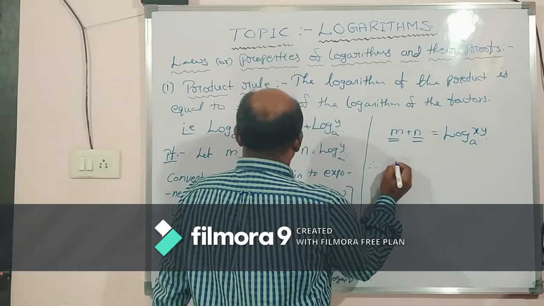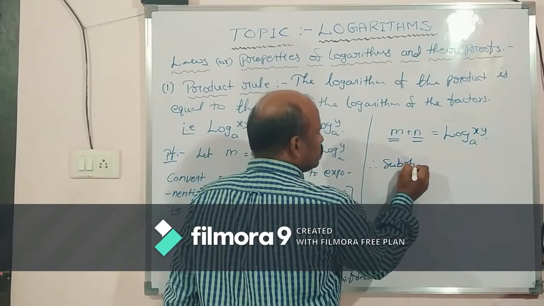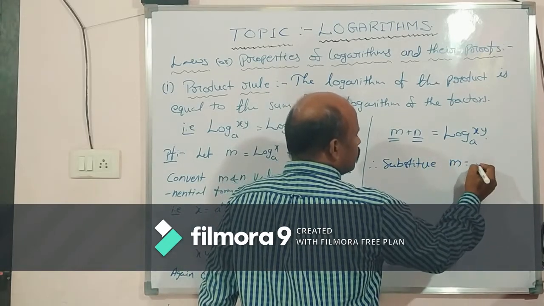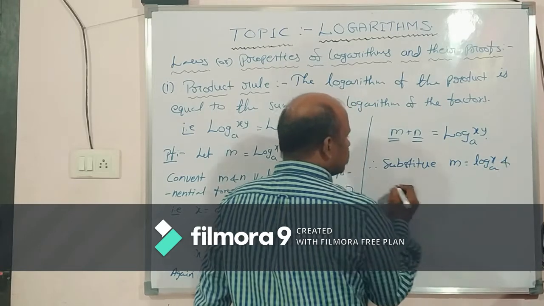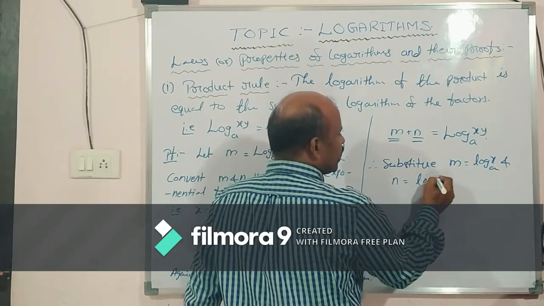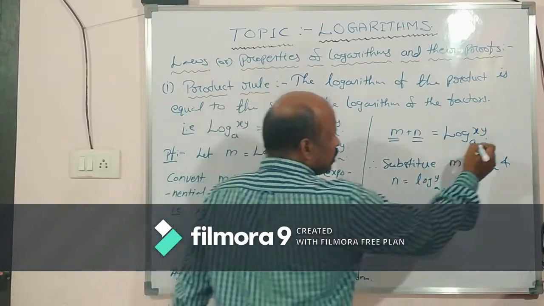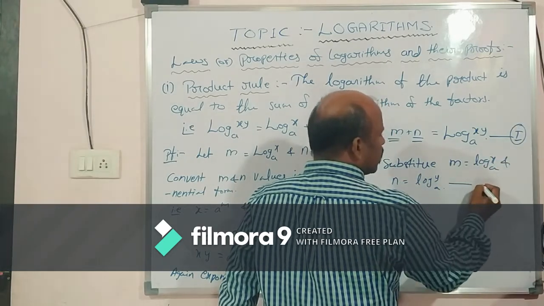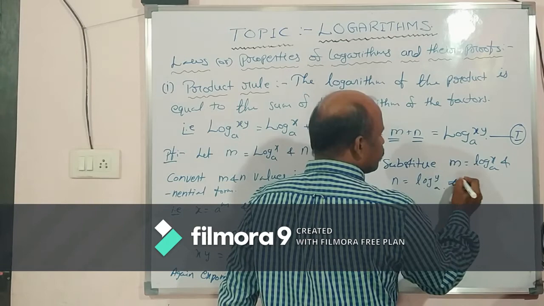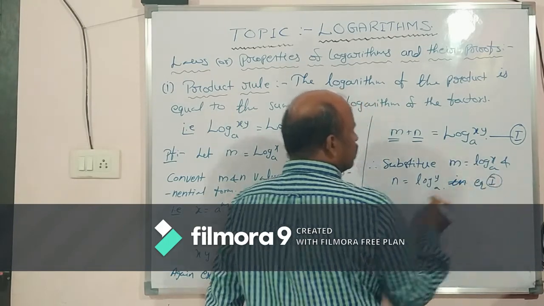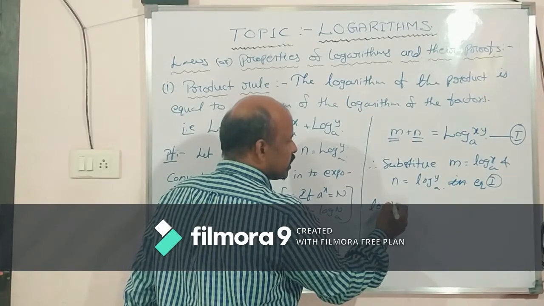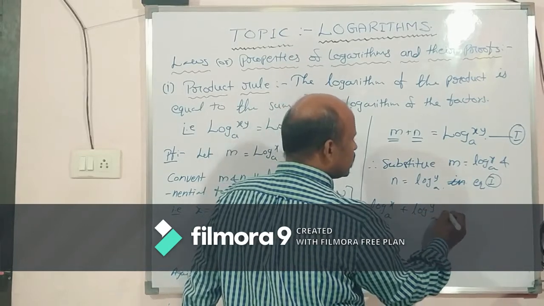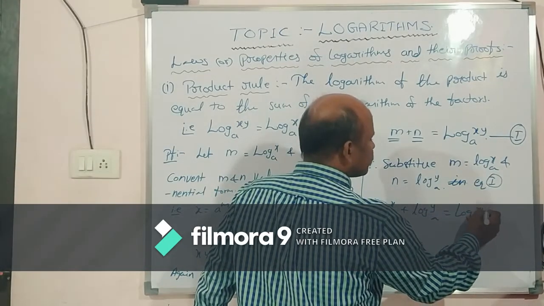So therefore, substitute m is equal to log x base a and n is equal to log y base a. So just like where we have to substitute, just like you take Roman 1. So m is what here? Log x base a, plus log y base a is equal to log xy base a.